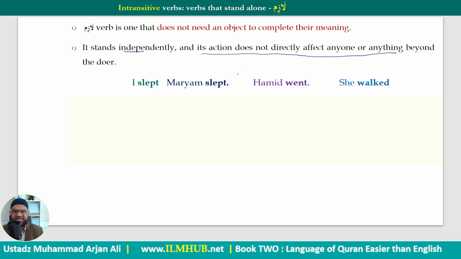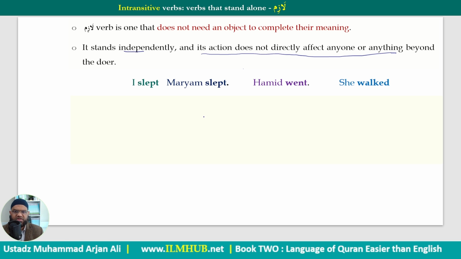So when I say I slept, there is no direct object there, or Maryam slept, or Hamid went, or she walked. Now you can add lots of bits to the sentence, like saying she walked by the park, she walked to the mosque. All of that is possible, but these are all additional information. They're not the ones receiving the action itself. And that's all it is, really, not to need to think too much about it.